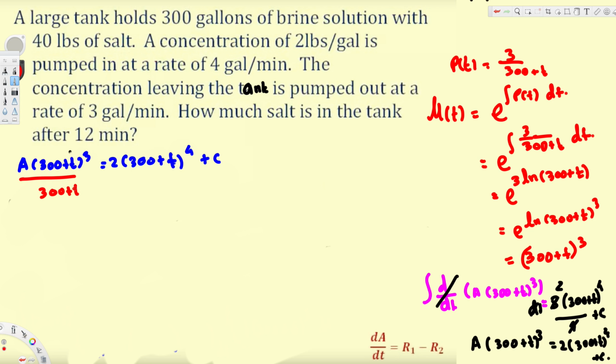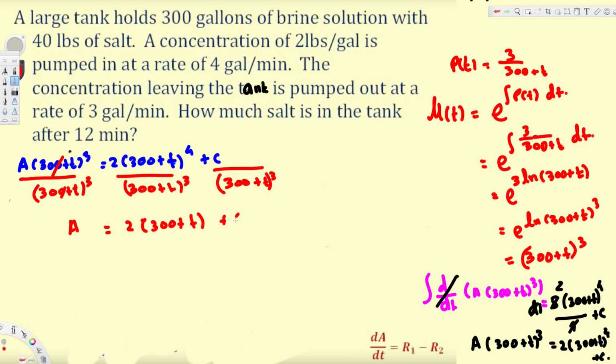We are dividing everything by (300 + t)³, and also this one by (300 + t)³. If we divide, this is going to cancel each other, so we are going to get just A. On this side, 2 times 3 cancels, 1 left, so this is going to be 300 + t, and after the C we are going to have (300 + t)^(-3), and this is going to be the general solution for this differential equation.